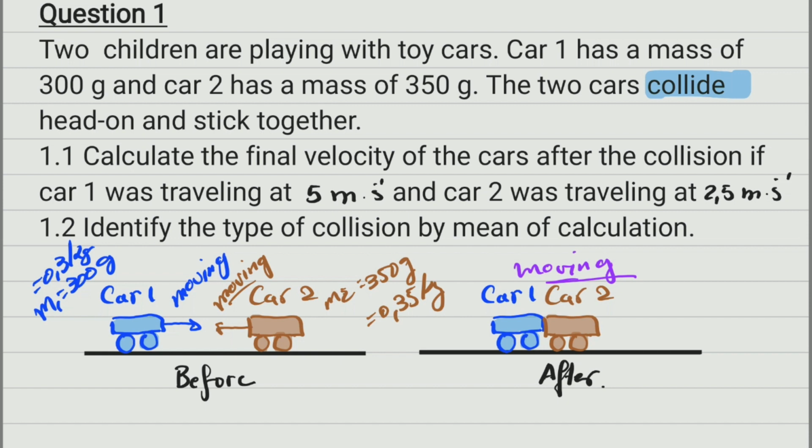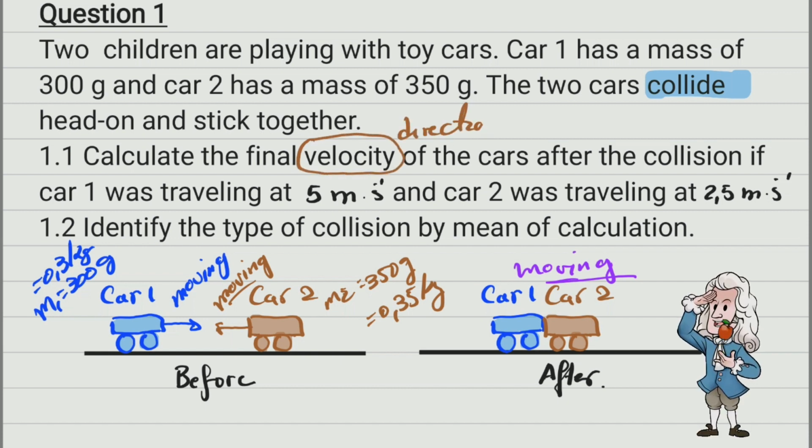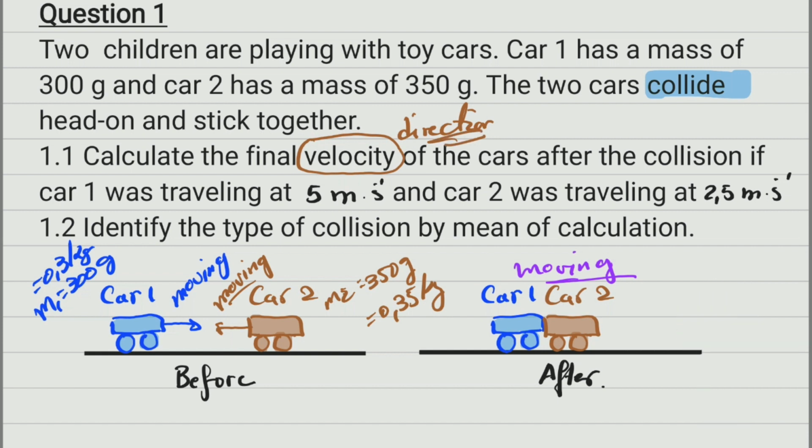The two cars collide head on and stick together, so they're going to move together after the collision. Note that I wrote they're moving because I don't know the direction in which they are going to be moving. I just know they are moving together. Calculate the final velocity, and velocity, remember, is a vector quantity, so it has direction. So we have to give a direction when we give the final answer.